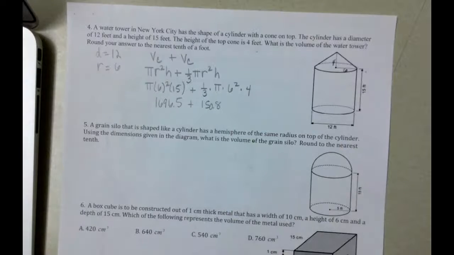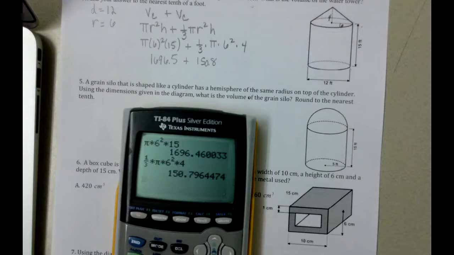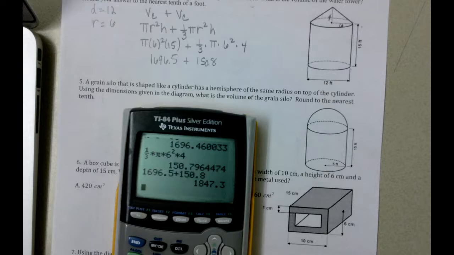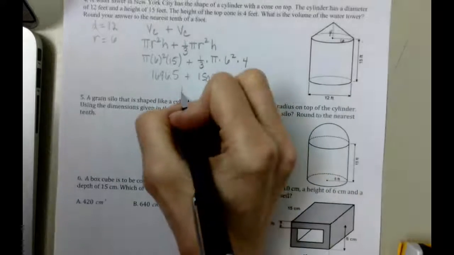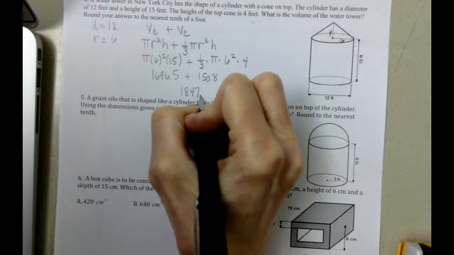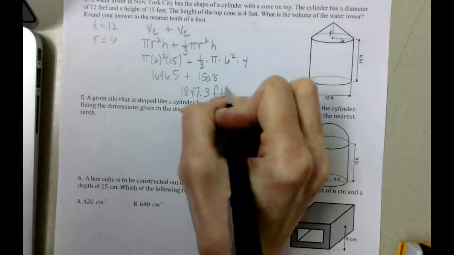And then we can finish by adding those two numbers together. 1696.5 plus 150.8 gives us 1847.3. And our units are feet cubed.